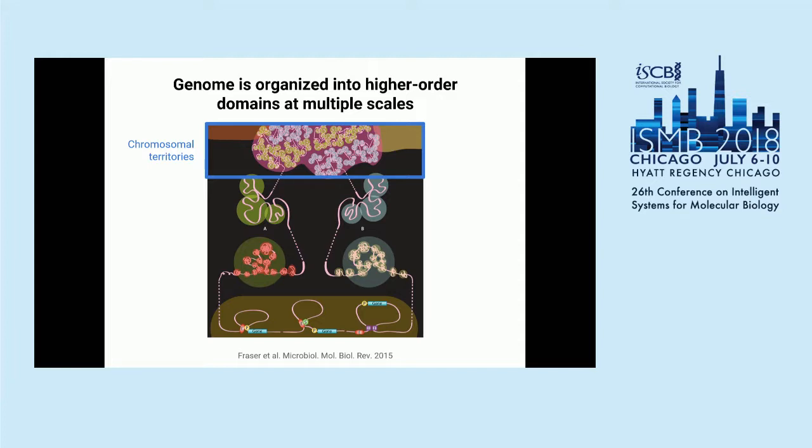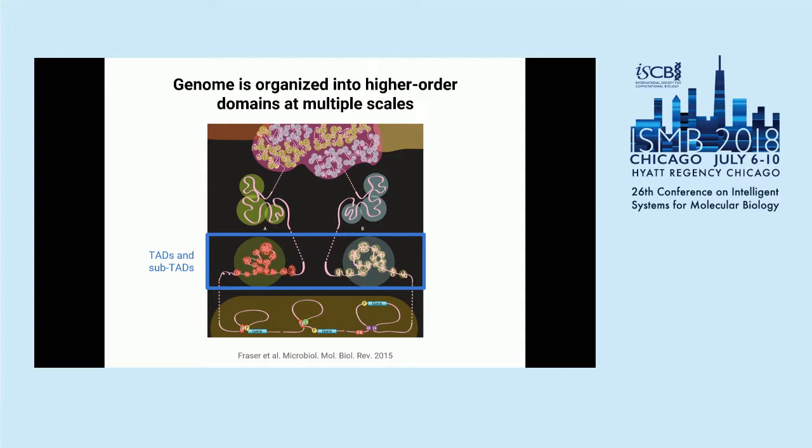So we have territories in which chromosomes tend to hang out in the nucleus. We have compartments that divide transcriptionally active and accessible stretches of regions from those that are repressed and inaccessible. Then we have our crowd favorite, TADs and subTADs, these self-interacting insulated neighborhoods. And finally, we have chromatin loops that bring those distant enhancer promoter elements together.